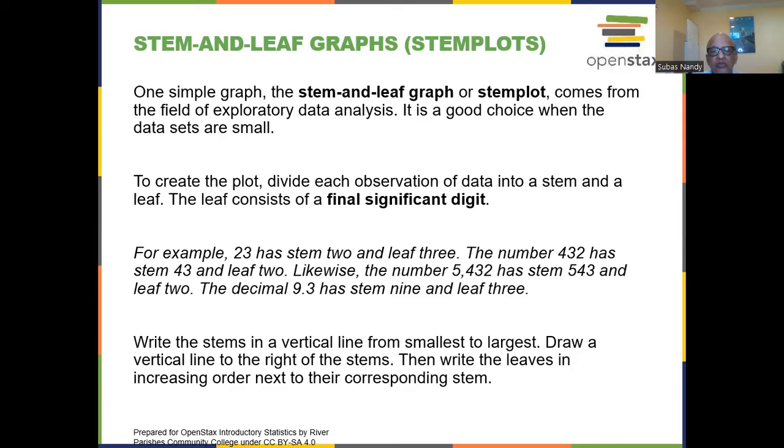Likewise, the number 5,432 has leaf, of course, of 2 and stem of 543. The decimal 9.3 has stem 9 and leaf 3. While the stems, write the stems in a vertical line from the smallest to the largest. Draw a vertical line to the right of the stems. Okay, then write the leaves in increasing order next to their corresponding stem.